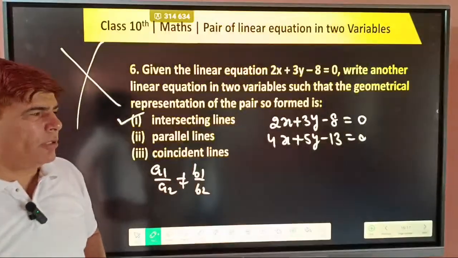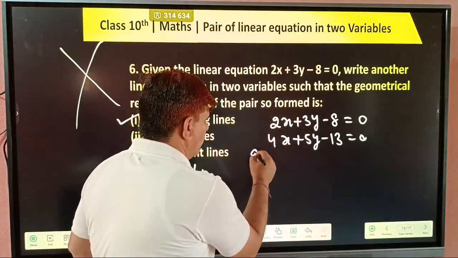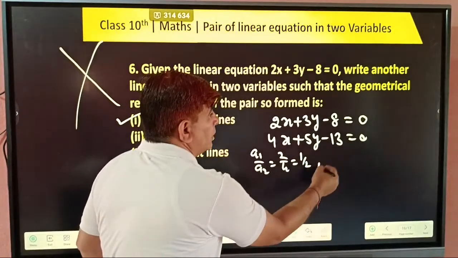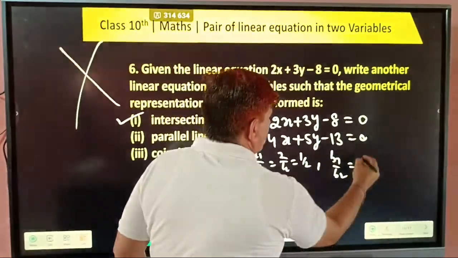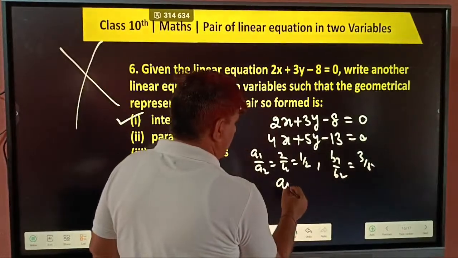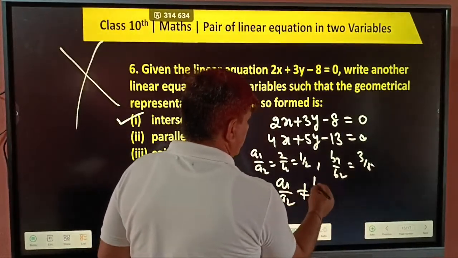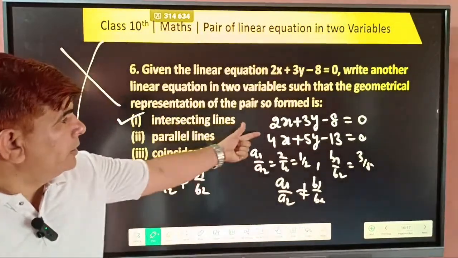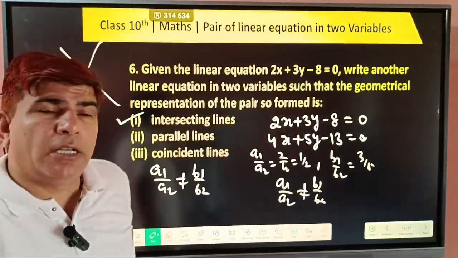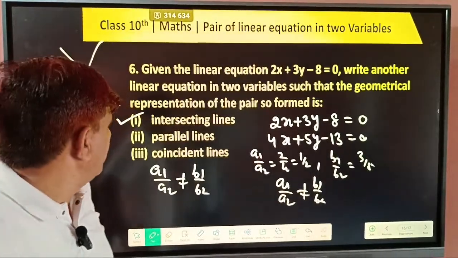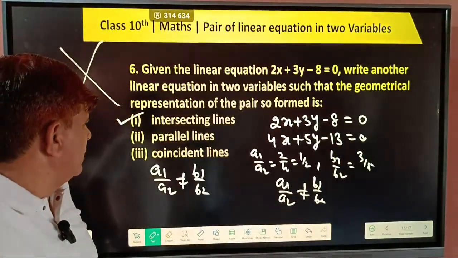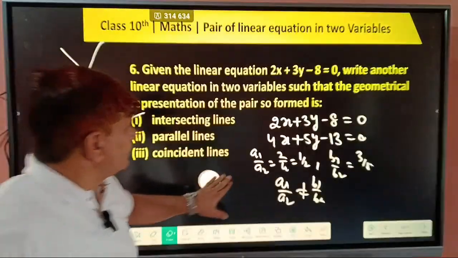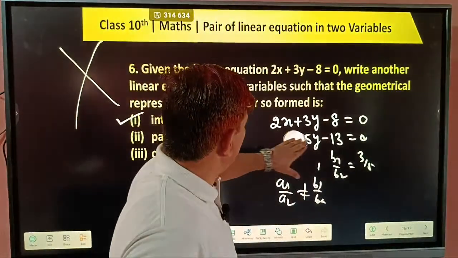This is another equation. If you check, A1 by A2 equals 2 by 4, which is equal to 1 by 2. B1 by B2 is 3 by 5. So here A1 by A2 is not equal to B1 by B2. So the question arises, how many such linear equations exist? Infinite. Understood? Third one is what we need, the second part.